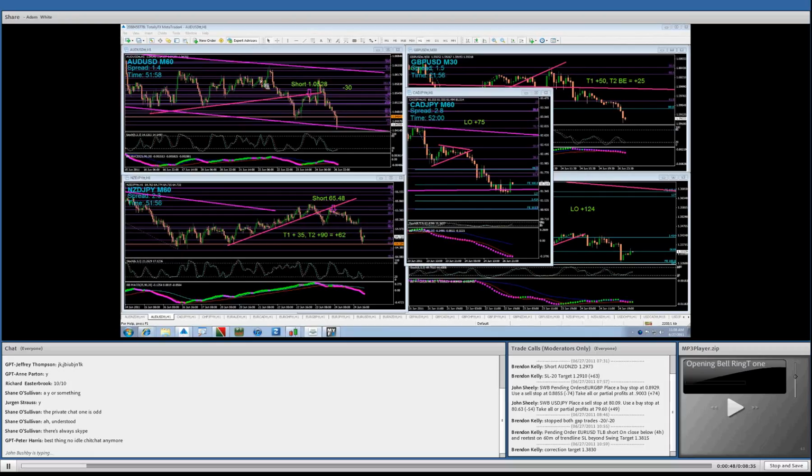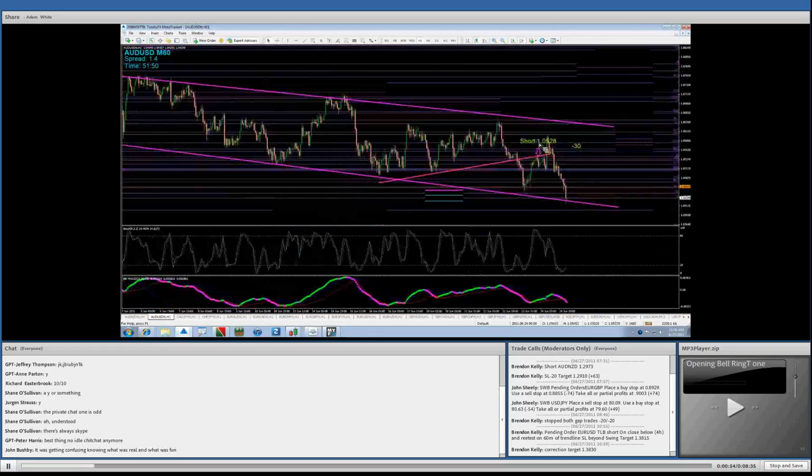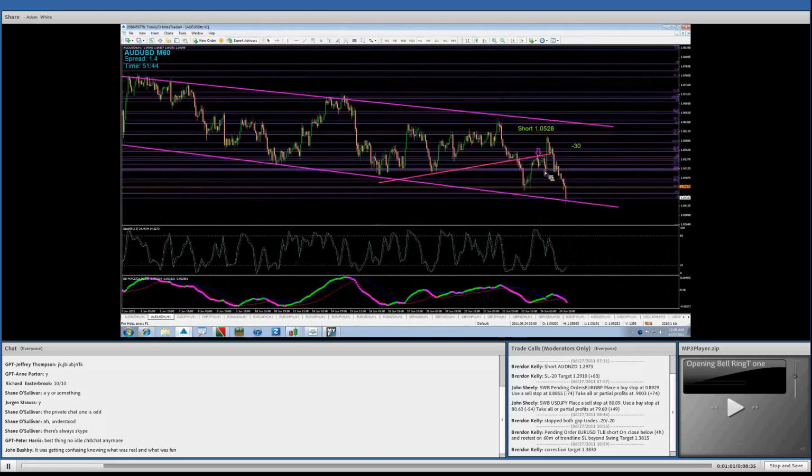The Aussie dollar we took as a trendline break early in the session. It retested our trendline twice. Now, unfortunately, there was a news item that stopped me out, and then it continued on to rally, and you would have been in profit. So I got stopped out of that for 30 pips. So that was unfortunate.